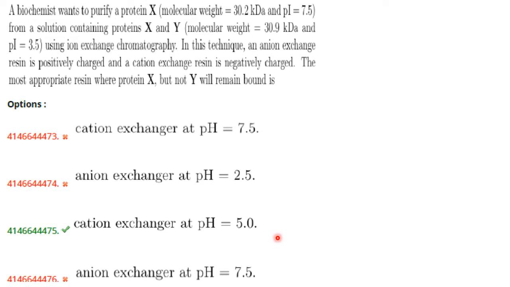Then pH is equal to 5. Now here pH 5 is less than pI, that is 7.5. So it will be positively charged and it will bind to cation exchanger. So the third option is correct. Similarly, here also just like the first option, anion exchanger at pH 7.5, pI is equal to pH, so no net charge and it will not bind.